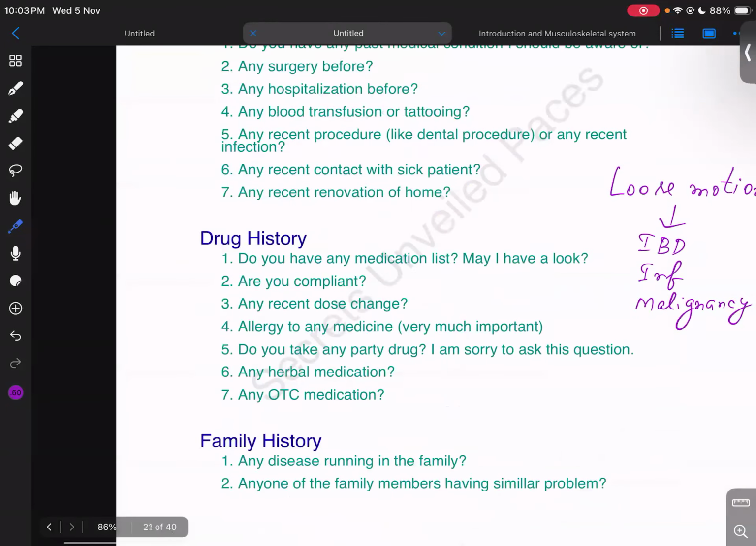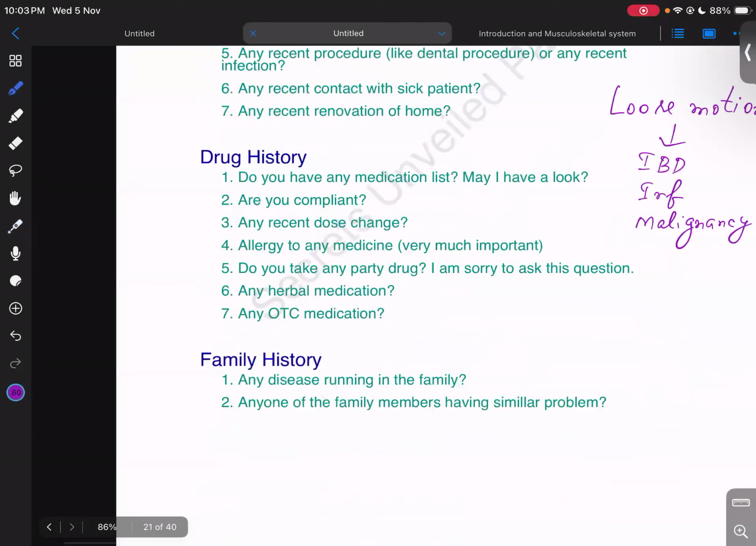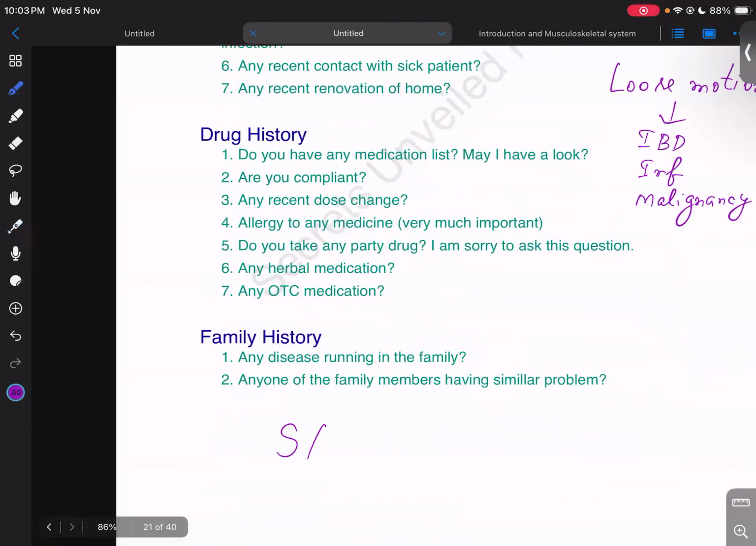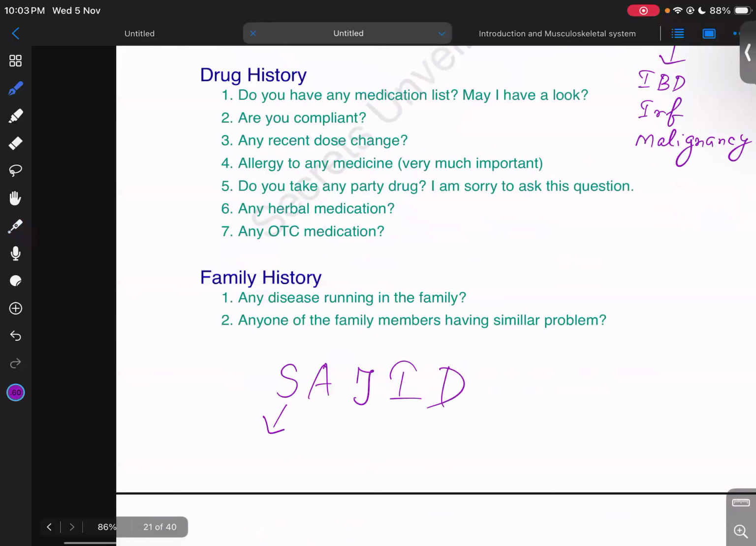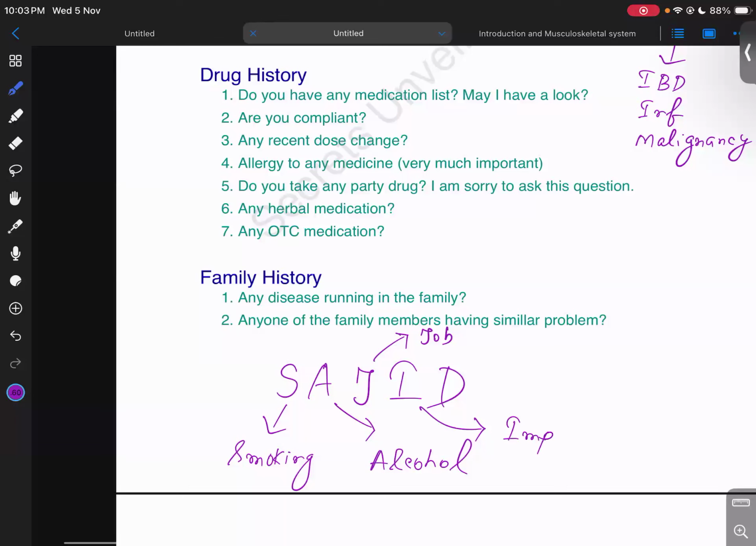Sorry, apart from PDF, then goes for Sajid. Sorry, the slide is missing here. What goes for Sajid? Here, S goes for smoking. A goes for alcohol. J goes for job. I goes for impact on daily life. And D goes for driving. So for each case, we have to touch the PDF Sajid.